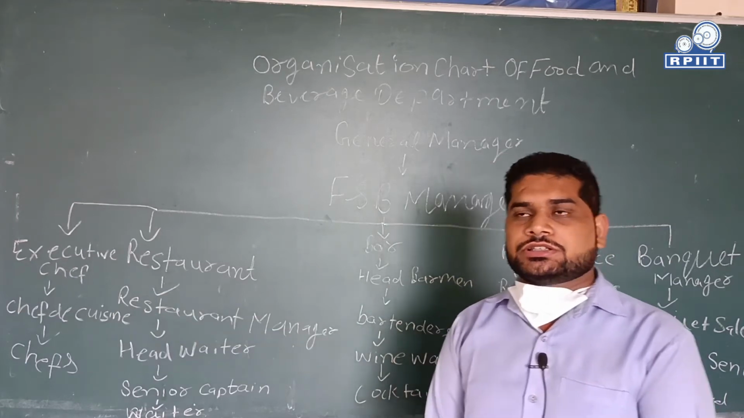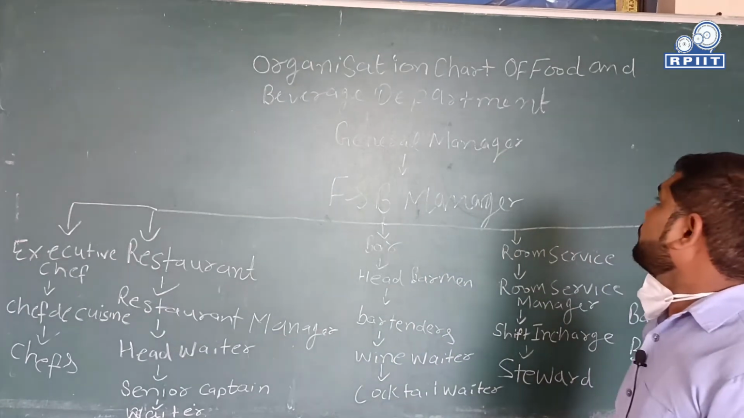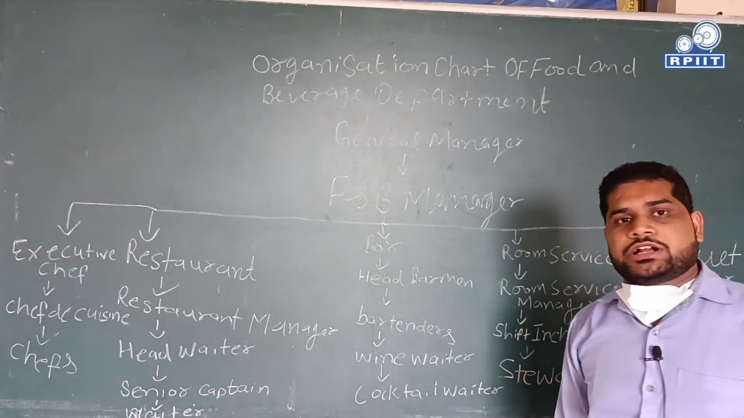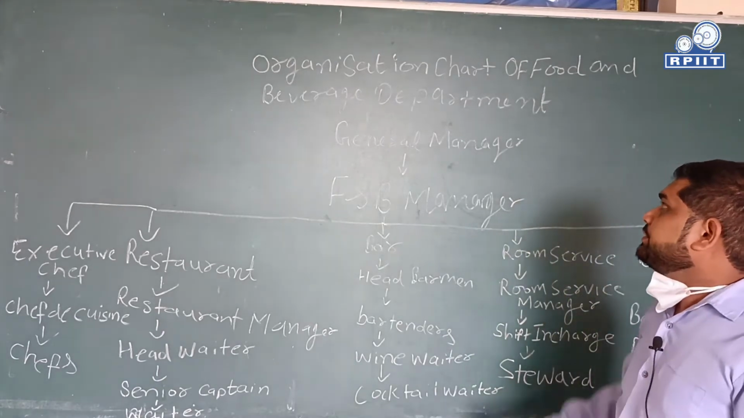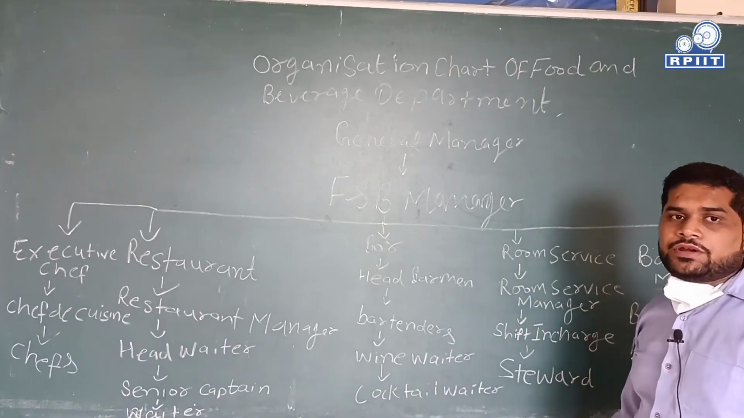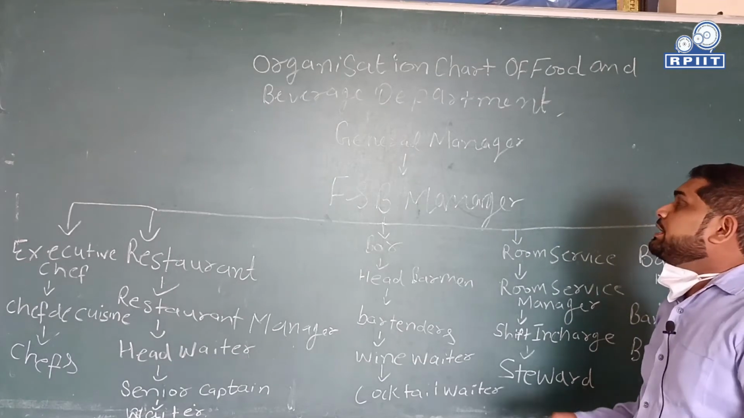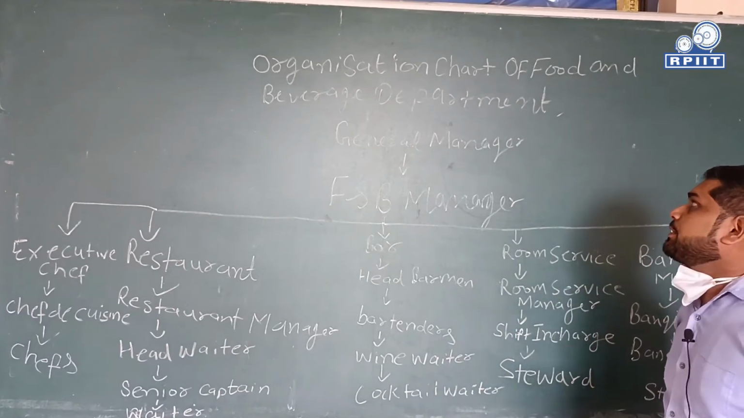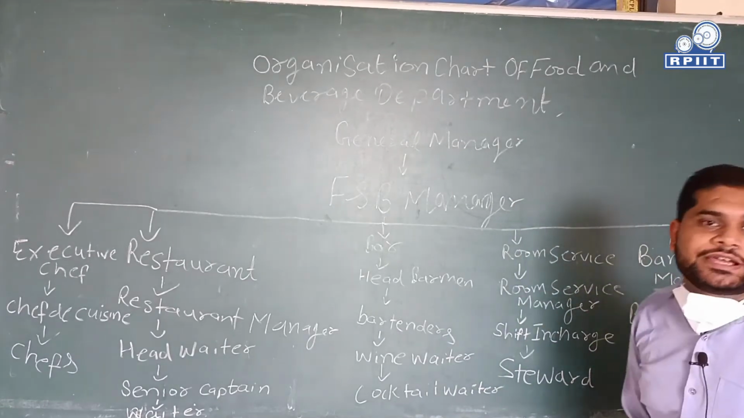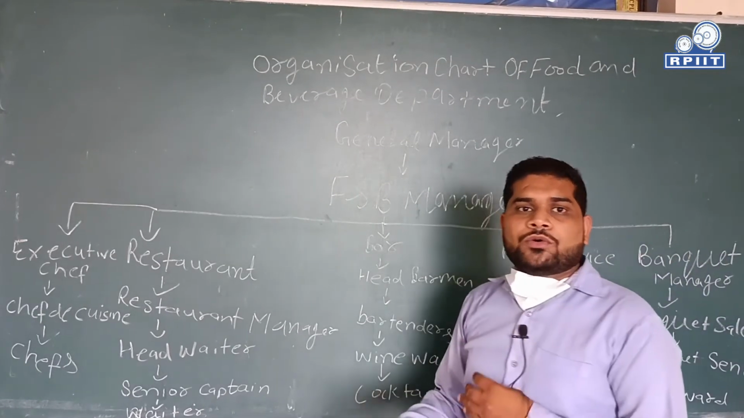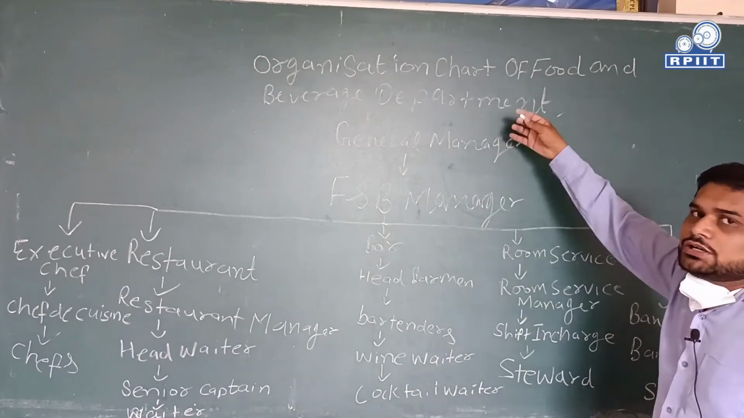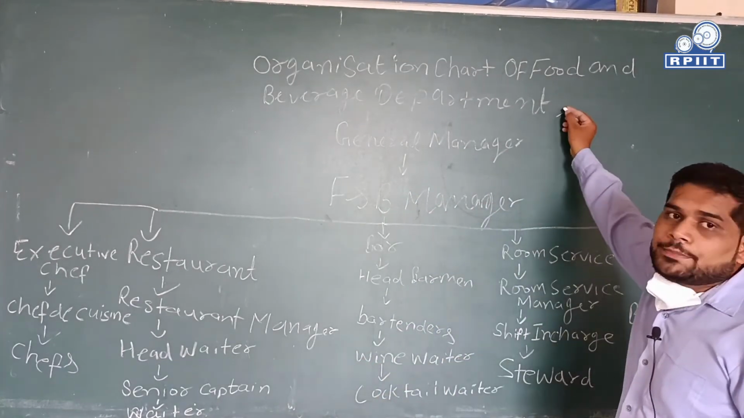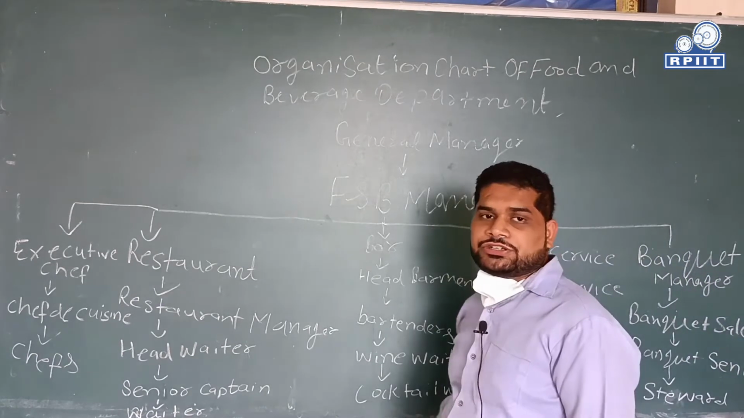Today I am going to discuss the organization chart of food and beverage departments. The organization chart of the food and beverage department is its hierarchy, also called the organizational structure of the food and beverage department. It identifies the designations of the hotel staff, where each person can work, and the duties and responsibilities of each specific person. We call it the organizational structure.